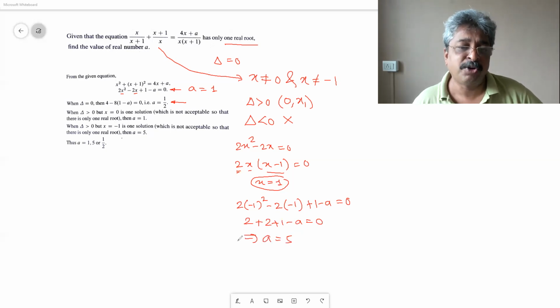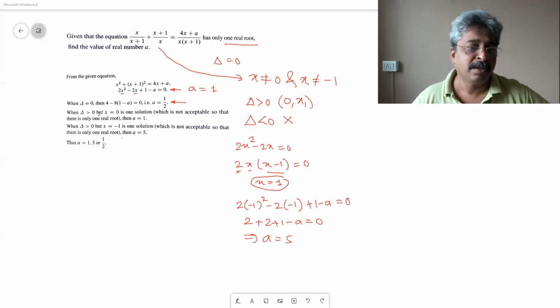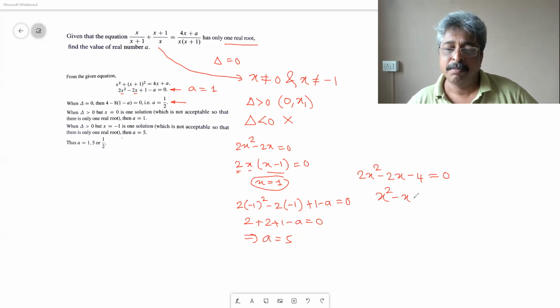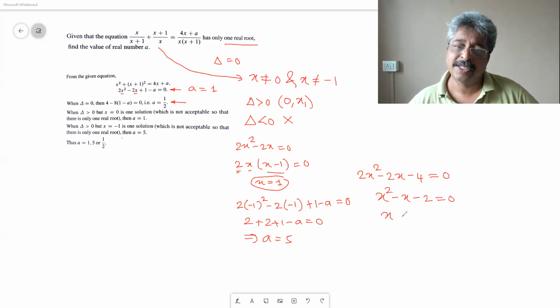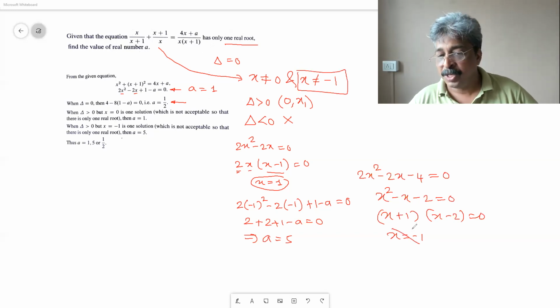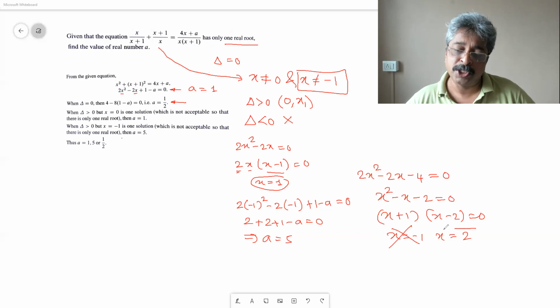So if you put a equal to 5, you will get two roots. One of them will be minus 1 and another real. Maybe you can find out that also. If a is equal to 5, you get 2x square minus 2x minus 4 is equal to 0. That makes it x square minus x minus 2 is equal to 0. So x plus 1 and x minus 2 is equal to 0. So x equal to minus 1 is a root by theory of quadratic equations, but it is not a root because the initial condition says x cannot be equal to minus 1. Therefore, even if this is a root, we have to scrap it, and you end up getting only one root, which is x equal to 2.